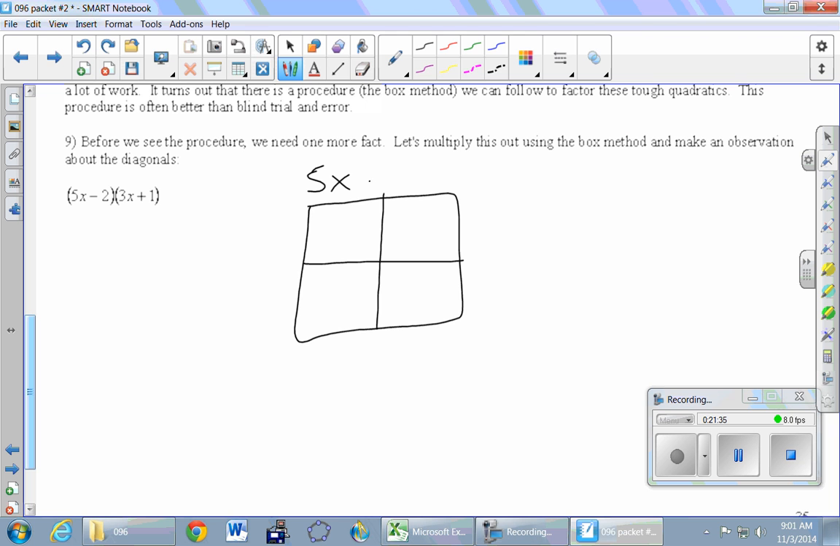I don't know how many of you remember doing this, but let's give it a shot. So I got a 3x there, +1 there. So just copy them on the top and left. And so we remember how to do this, right? We multiply the two guys together and we put it in the right box. So that's a 15x squared there. So go ahead and fill in the other three boxes. So multiply, pay attention to the signs.